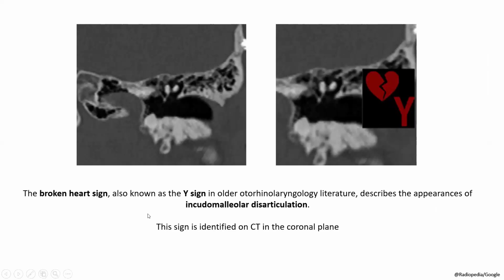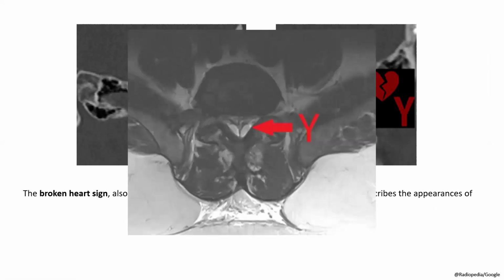What is happening here? So this is CT temporal bone, which is showing broken heart sign or Y sign. So broken heart sign or Y sign is basically an appearance on CT temporal bone coronal plane, which describes incudomalleolar disarticulation. So incus and malleus, they are disarticulated and they give a broken heart sign. Y sign has also been described in lumbar epidural lipomatosis.